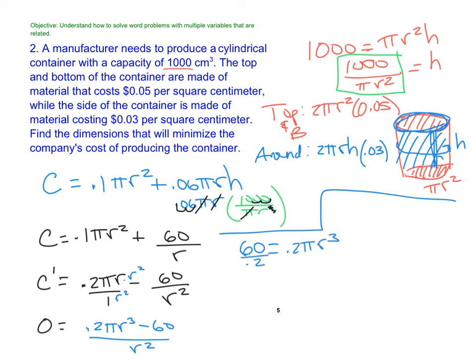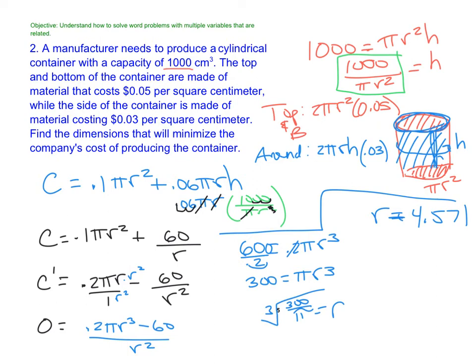60 divided by 0.2 is 300, equals pi r cubed. So r is the cube root of 300 over pi. Please excuse that tiny little 5. Find the dimensions. Because it's a real world problem, we would want the actual number here. So the cube root of 300 over pi is 4.571.